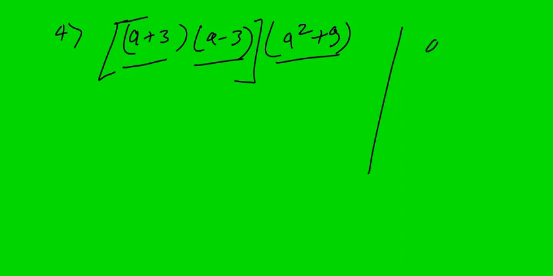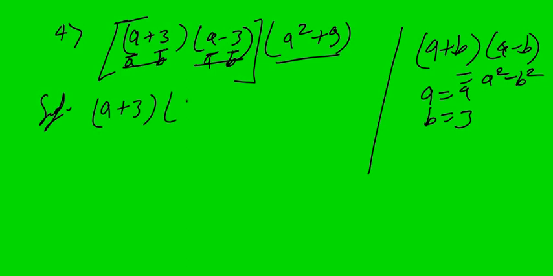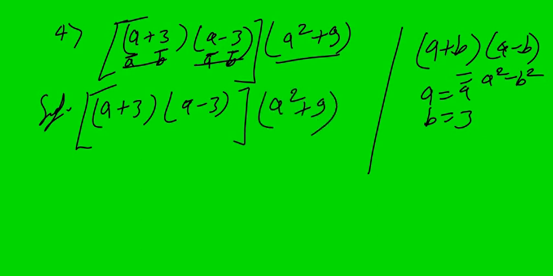Because you all know a plus b into a minus b. This is in the form of a plus b and a minus b. See here, this is a and this is b. You can check it. Similarly, this one is a and this one is b. So in place of a we are having a and in place of b we are having 3. So here we will apply the identity. A plus b into a minus b is equal to a square minus b square. So what we will get? A plus 3 into a minus 3 we have to write separately, and a square plus 9 we can write separately.